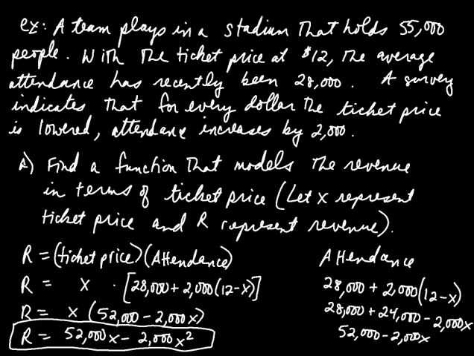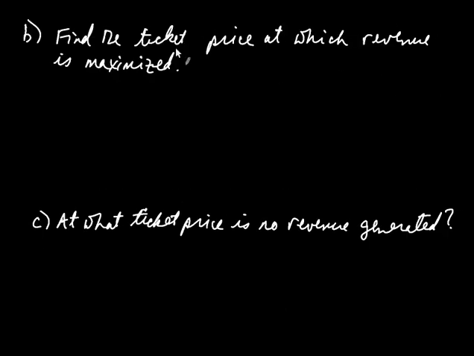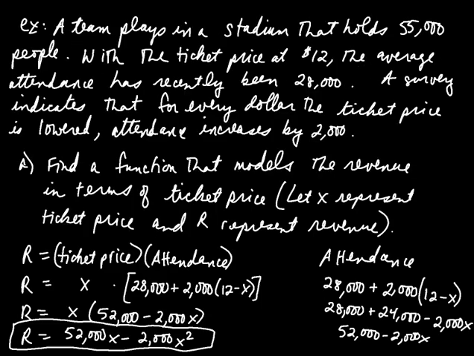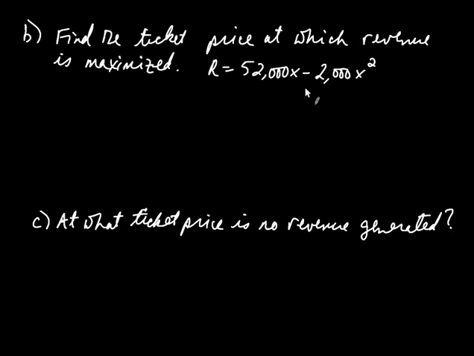Okay, so let's see if we have a second part to this problem. And we're asked to first find the ticket price at which the revenue is maximized. Okay, and the revenue was 52,000x take away 2000x squared. Let me double check to make sure that's right. 52,000x take away 2000x squared. Okay, so now they want to find the ticket price when the revenue is maximized.